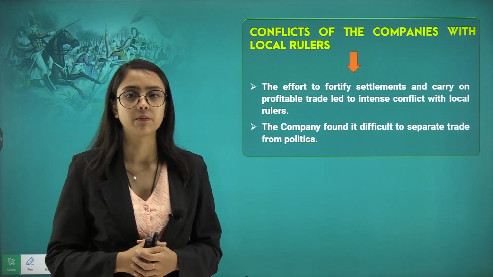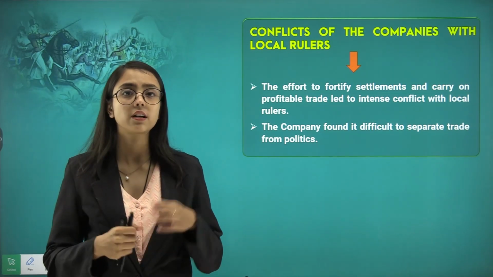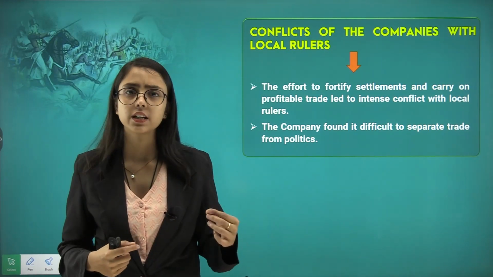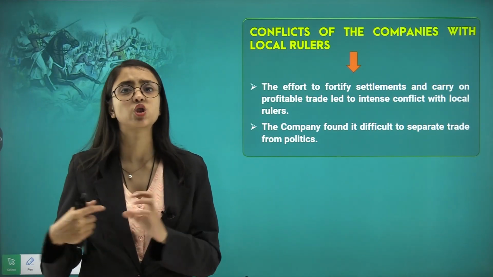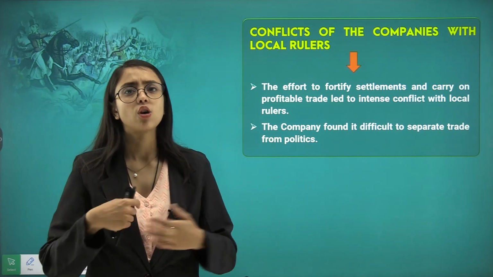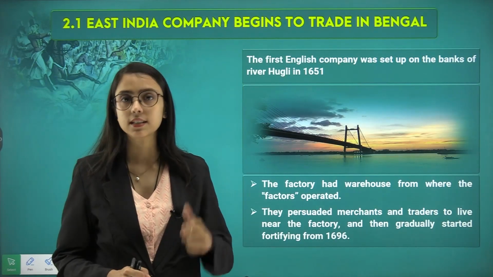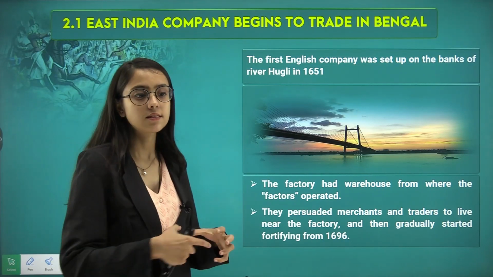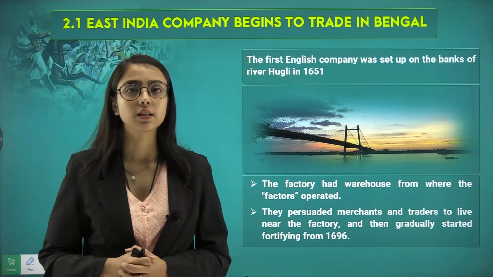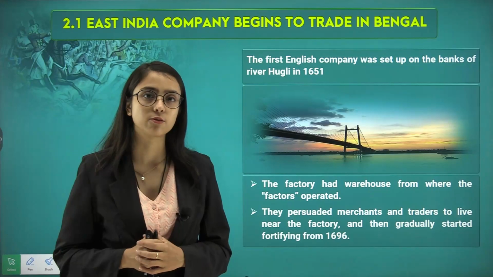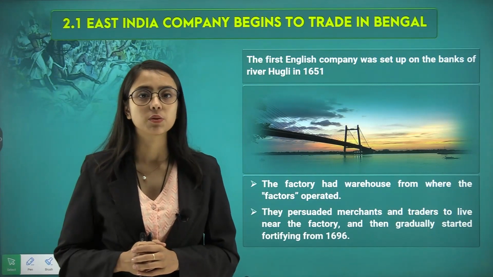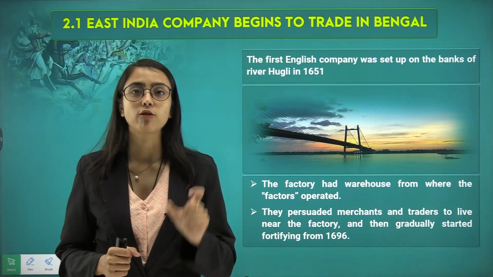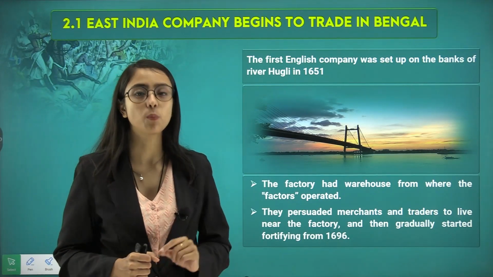So what happened there? The company found it difficult to separate trade from politics. There was a huge politics involved. The native rulers, the local rulers, they felt threatened by the company, and there were conflicts between them. So East India Company first began its trade in Bengal. As the western coast was occupied by the Portuguese, the only option left for the English people was to trade in the eastern part, which was the Bay of Bengal. So they first reached Bengal.